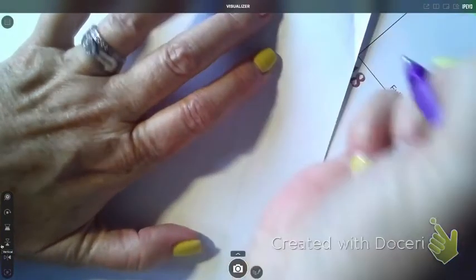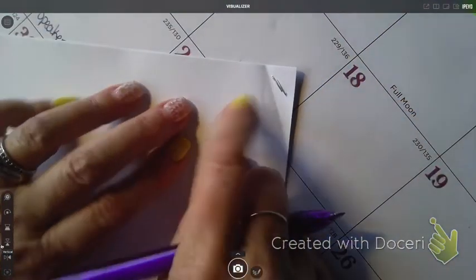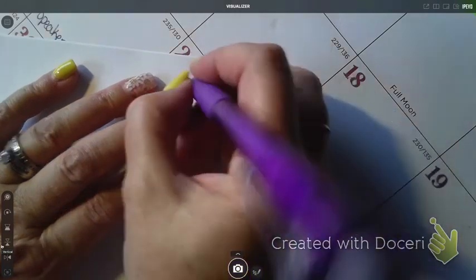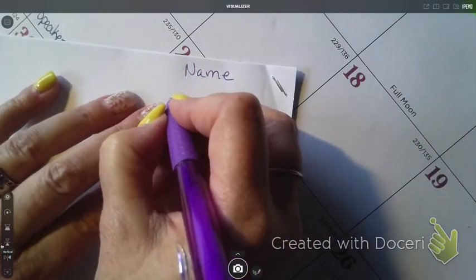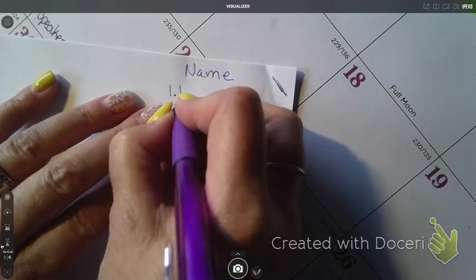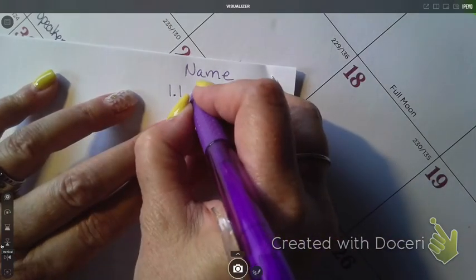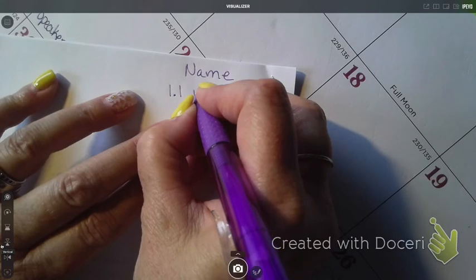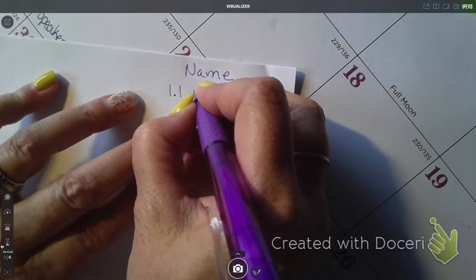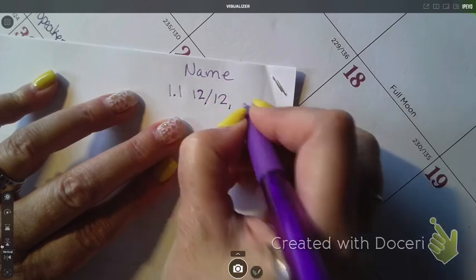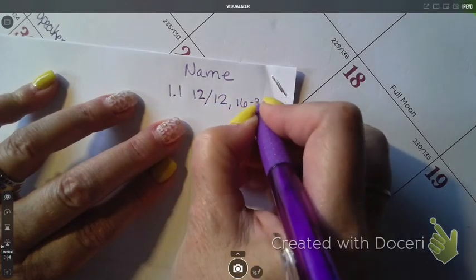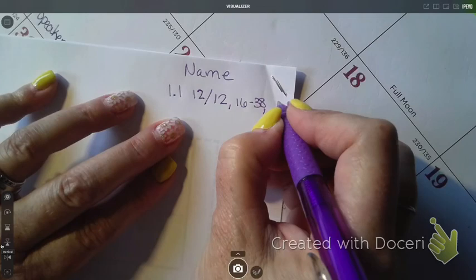What is my heading? Upper right-hand corner: your name and the page number and the questions. Section is what? 1.1. 11 slash 16 through 38 and 39. Is it 11 or 12? 12. I was thinking of yesterday's. 12, comma 16 through 38, 39.